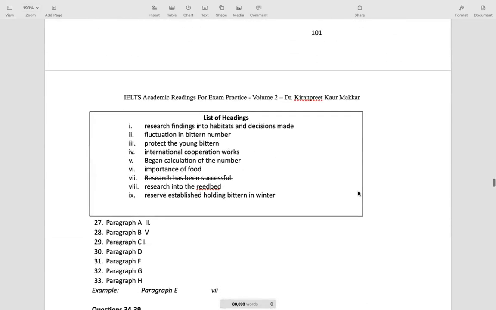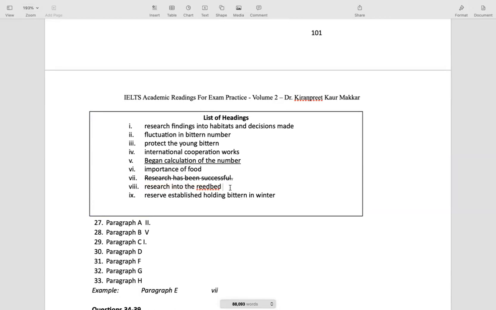Okay, Kritika, tell me which one. First we have already done, second we have done. Start with the third one. Is it protection? No. International? No. Calculation of the number, we already did. Leave it. Next, importance of food? No. Research has been successful? No. Research into reedbeds. Maybe this one. Yes, this one makes sense.